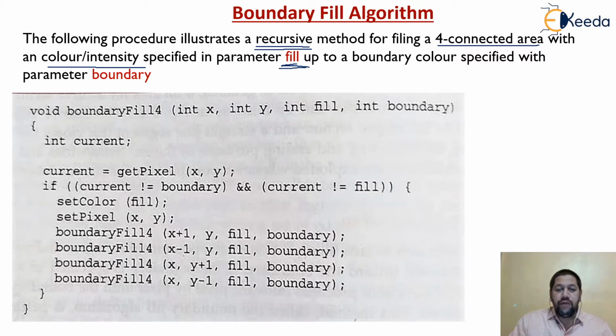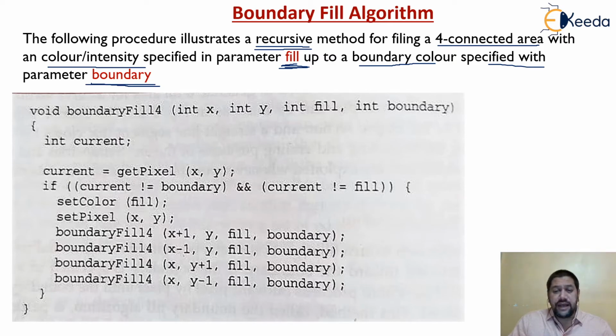So what is meant by the fill variable? The fill indicates my fill color. If I want to fill the polygon with yellow color, then my fill color is yellow, up to a boundary color specified with the parameter boundary. So what does boundary indicate? The variable boundary indicates the boundary color of the polygon. Suppose I have drawn the triangle with black color, then my boundary is black. So polygon lines are drawn with whatever color, that will be my boundary color, and if I want to fill this with yellow, then yellow will be my fill color.